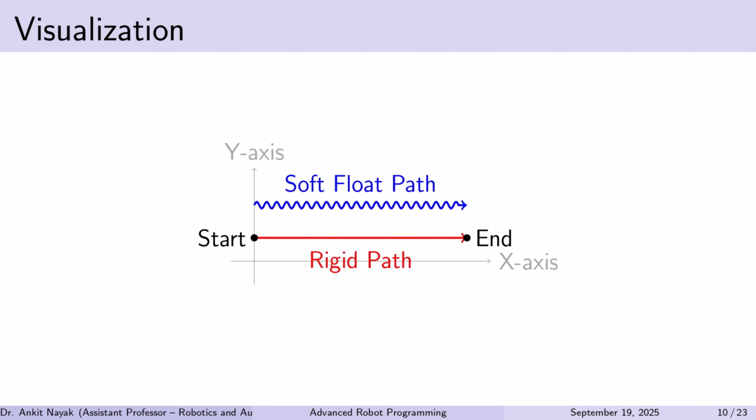If you look at the diagram here, the red arrow shows the rigid path. The robot follows this strictly with no adjustment. The blue wavy line shows the soft float path. It looks flexible because the robot adapts its motion when small forces are applied. This is the essence of the soft float function.